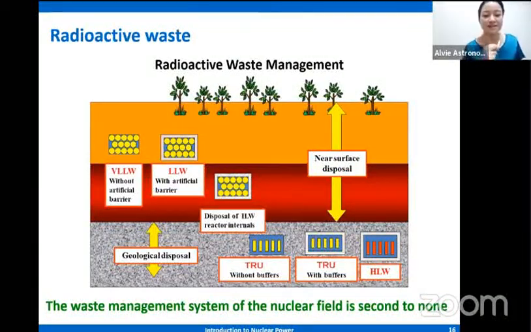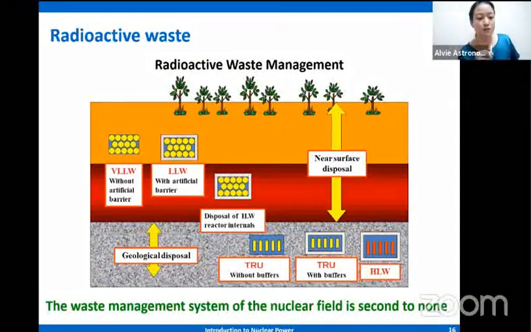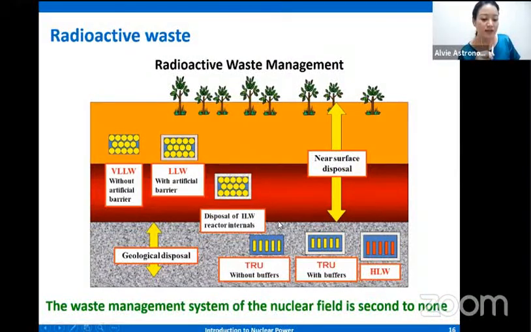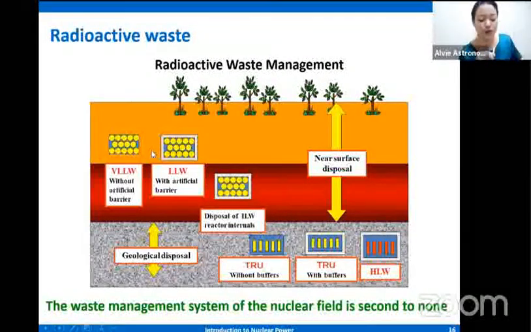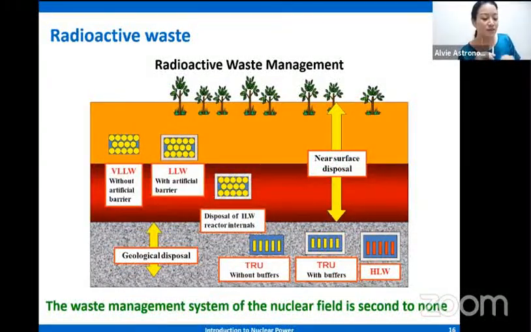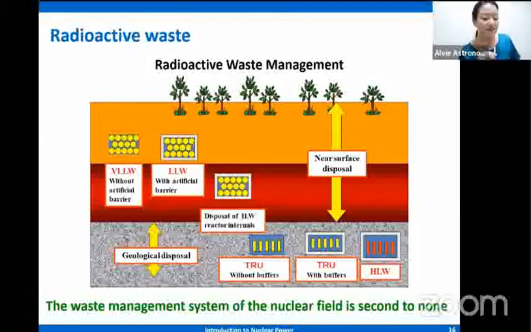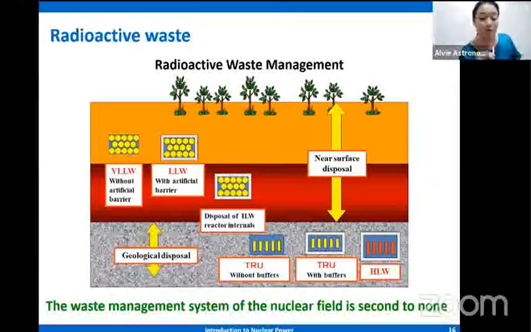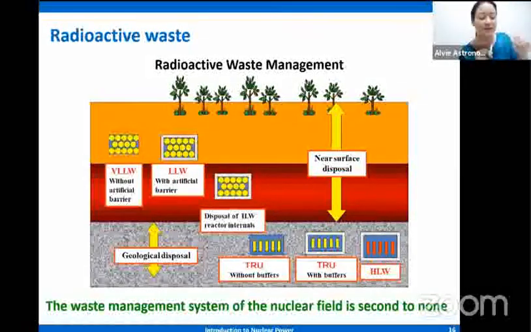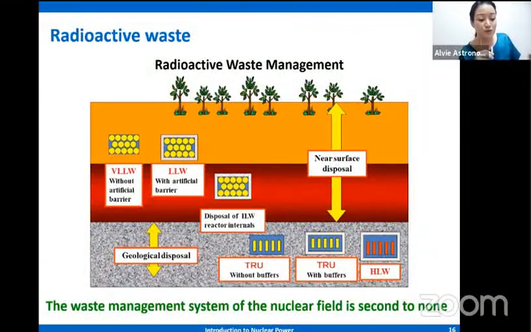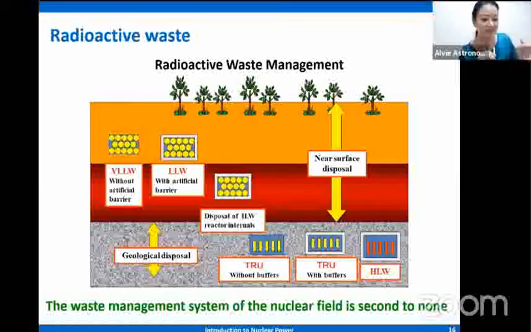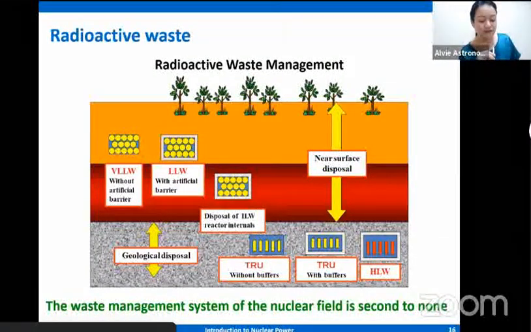Another issue in the nuclear field is radioactive waste. What I am showing here are the different ways that wastes are being managed. Actually, the waste management system of the nuclear field is second to none. The approach is from cradle to grave. From the moment they are produced, even from the mining part, up to the enrichment and the whole fuel cycle, all radioactive waste is accounted for and managed. And it's only the nuclear field that takes that much care of its waste.